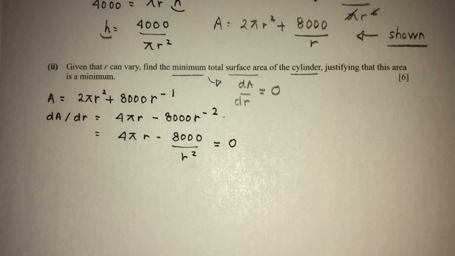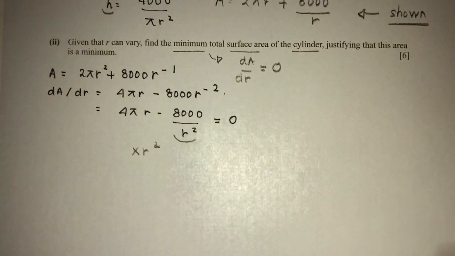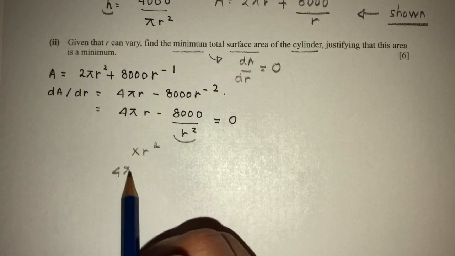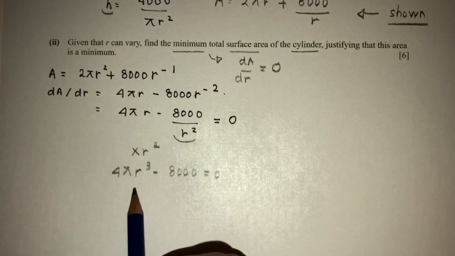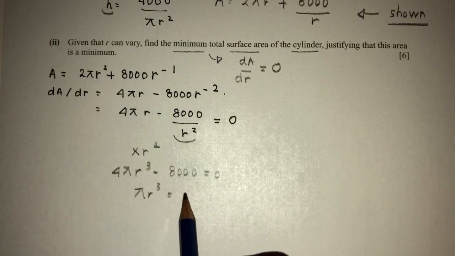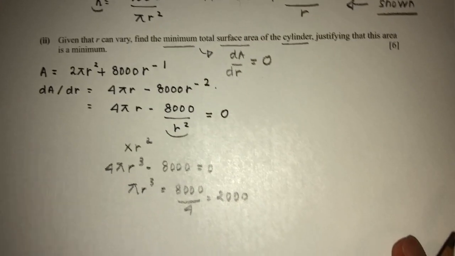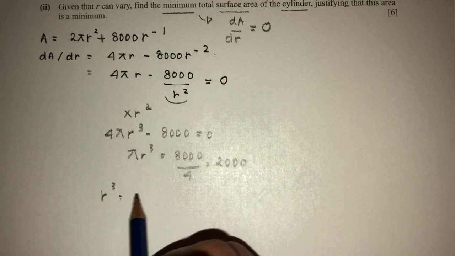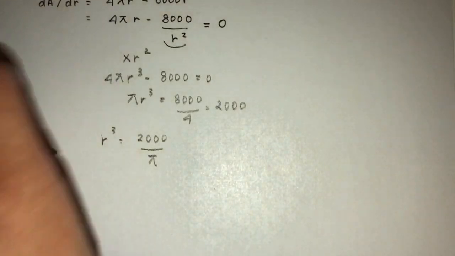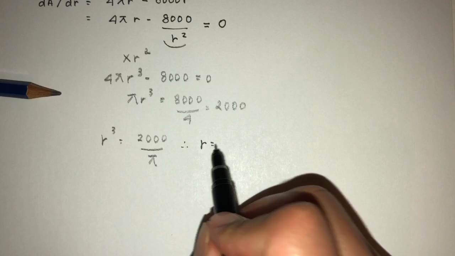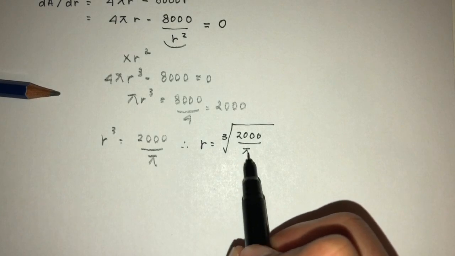Now we have to simplify this. We have to remove this value here. So multiply by r square everywhere. You will have 4 pi r cubed minus 8000 equal to 0. So 4 pi r cubed will be 8000, and pi r cubed will be 8000 divided by 4, which is 2000. And then r cubed will be 2000 divided by pi. So finally, you conclude that r has to be the cube root of this value. Okay, that is the first part.